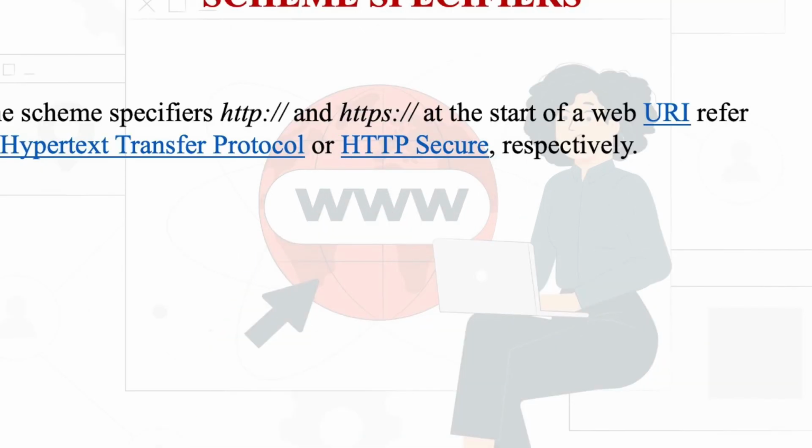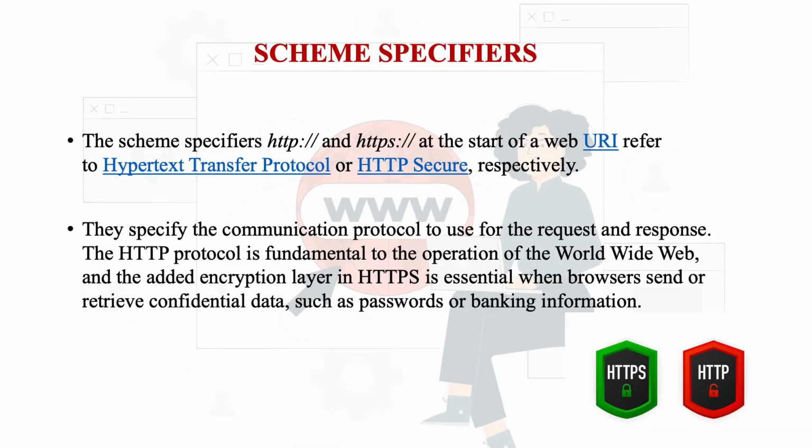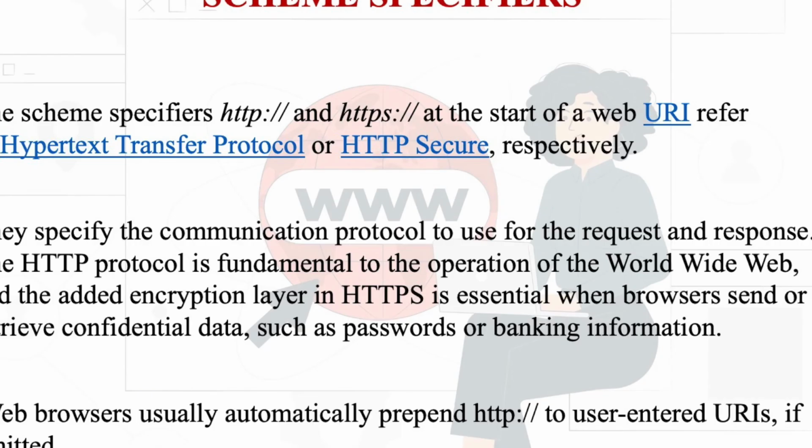Now let us have a look at the scheme specifiers. The scheme specifiers http:// and https:// at the start of a web URI refer to Hypertext Transfer Protocol or HTTP Secure, respectively. They specify the communication protocol to use for the request and response. The HTTP protocol is fundamental to the operation of the World Wide Web, and the added encryption layer in HTTPS is essential when browsers send or retrieve confidential data such as passwords or banking information. Web browsers usually automatically prepend http:// to user entered URIs if omitted.